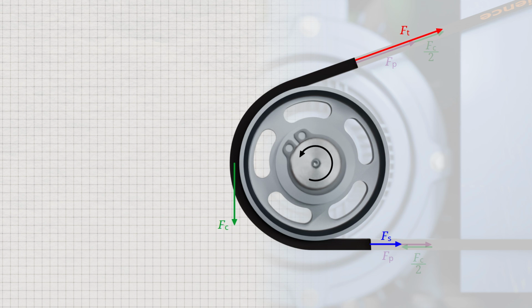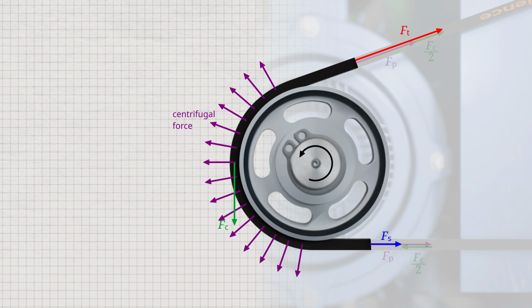However, at higher belt speeds, significant centrifugal forces act on the belt sections rotating around the pulley. These centrifugal forces pull the belt outward and try to lift it off the pulley. As a result, the contact force and thus the frictional force between the belt and the pulley decreases. In the case of high centrifugal forces, the frictional force may not be sufficient to transmit the required circumferential force. In this case, sliding slip occurs.